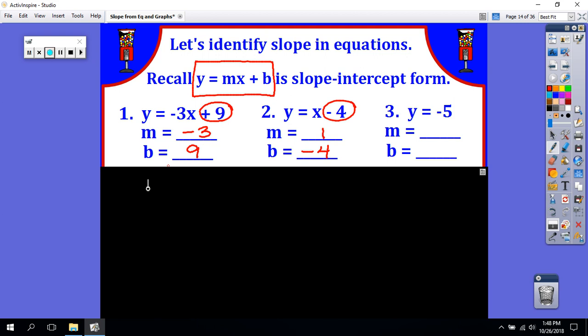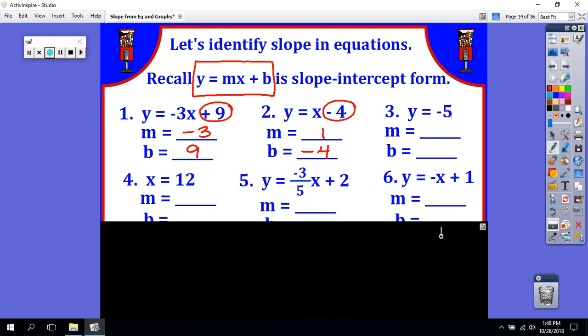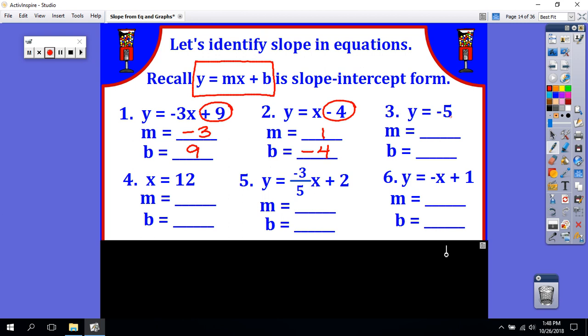All right, and number 3, we're going to come back to this one at the end. So I want you to just leave this one blank. We're going to go on to number 4. Write x equals 12. We're also going to wait on it as well. Go on to number 5 and write y equals negative 3/5 x plus 2. Number 6, write y equals negative x plus 1.